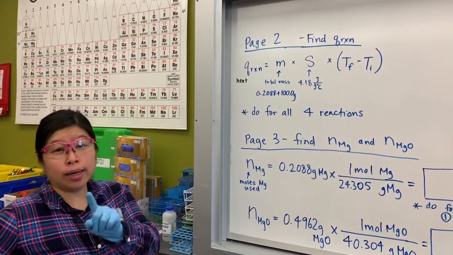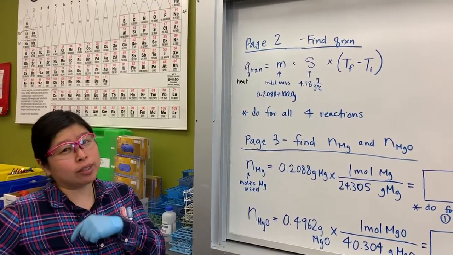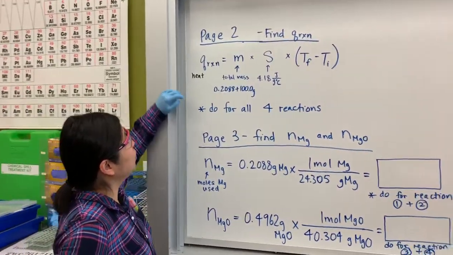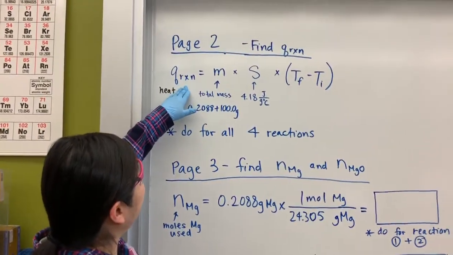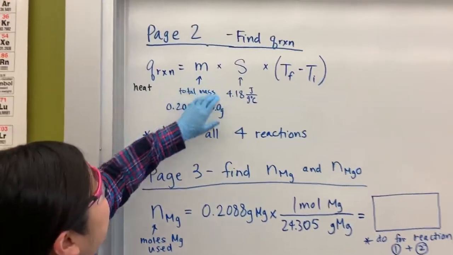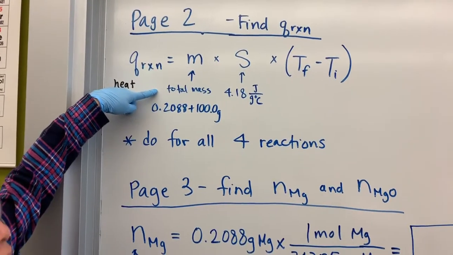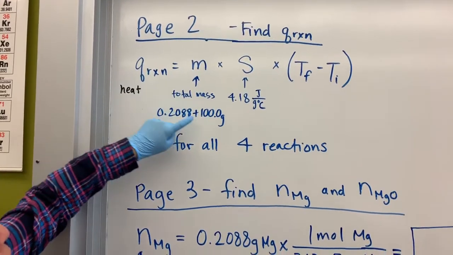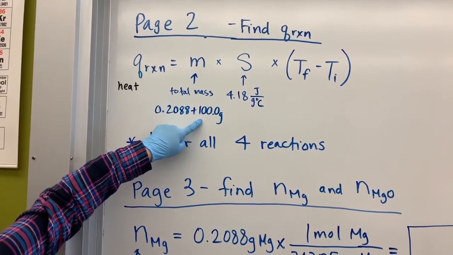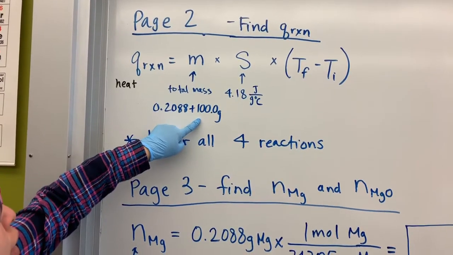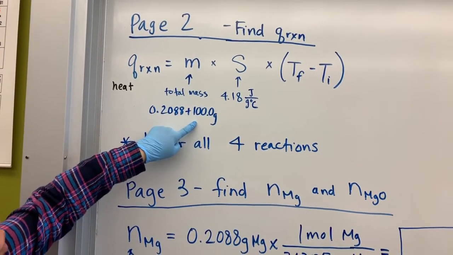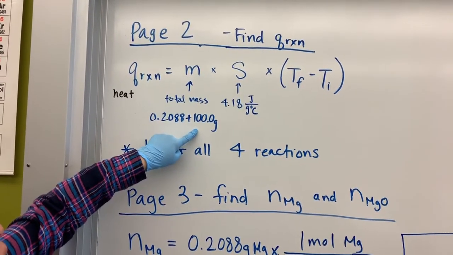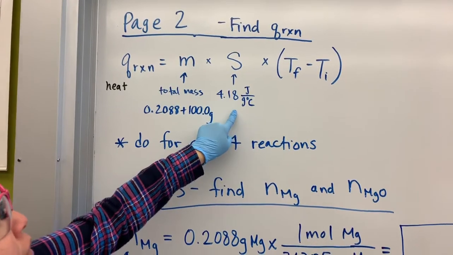Okay? And I'm going to do one as an example, and then you've got to obviously use your data to do all the other ones. So for page 2, you're going to take Q of the reaction, and you're going to say equal to m. m is the total mass. This is not mass of just the magnesium. It is the mass of the magnesium plus the HCl. Everything in the calorimeter. Okay? So it's going to be 100.2088. Okay, you're going to multiply that by s. s is the specific heat.